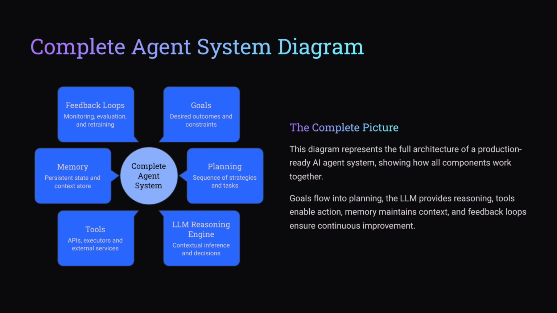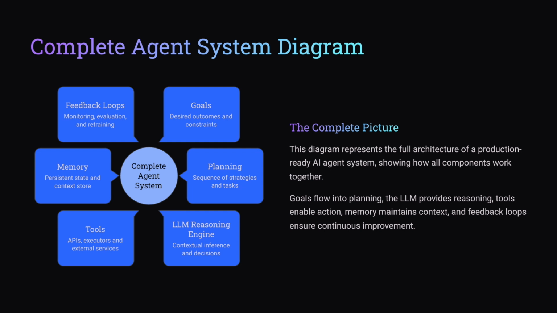Look at this diagram carefully. This is not just a picture. This is the anatomy of a production-ready agent system. At the center, you see the LLM, the reasoning engine. But notice something important. It is not alone. Above it, goals. On one side, planning. On another, tools. Below, memory. Around it, feedback loops. This is intelligence structured.